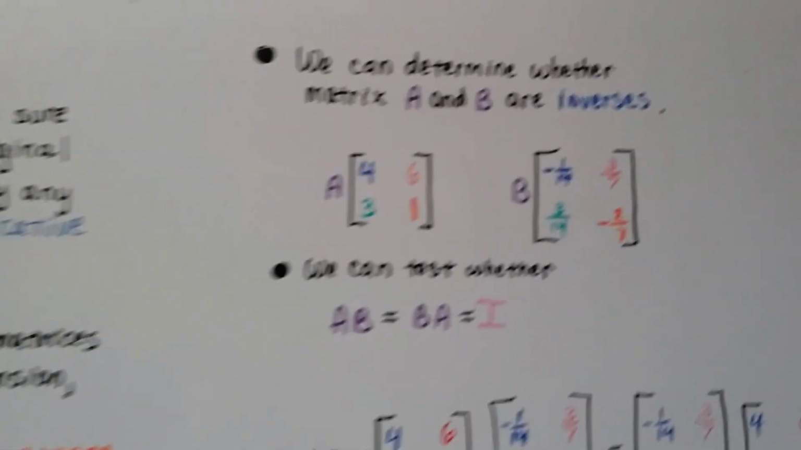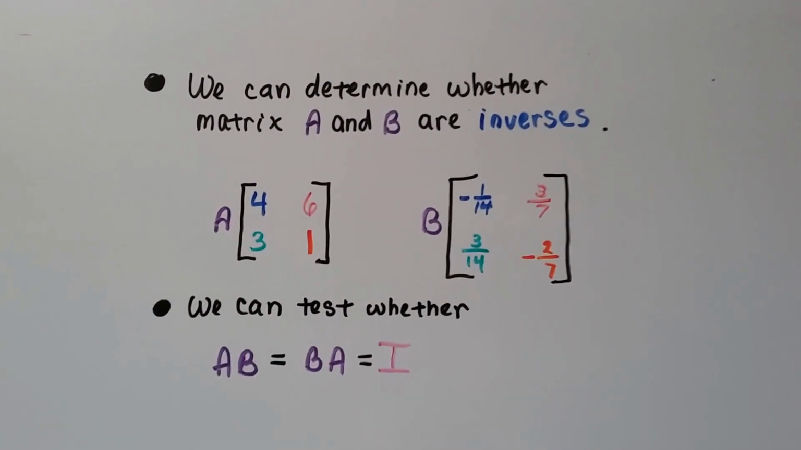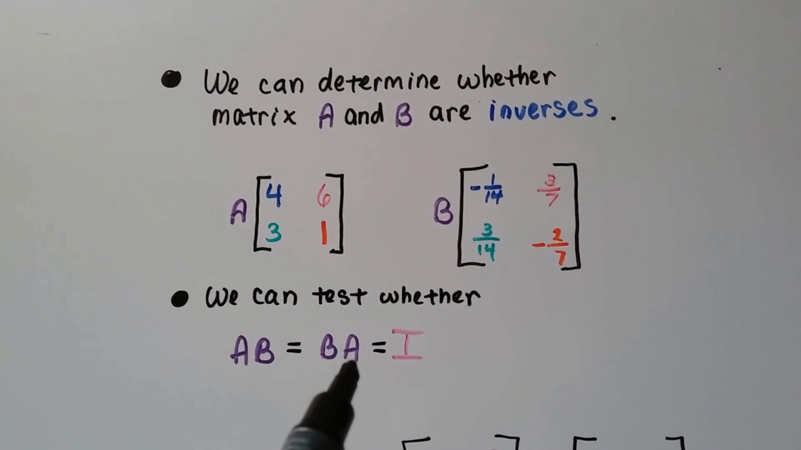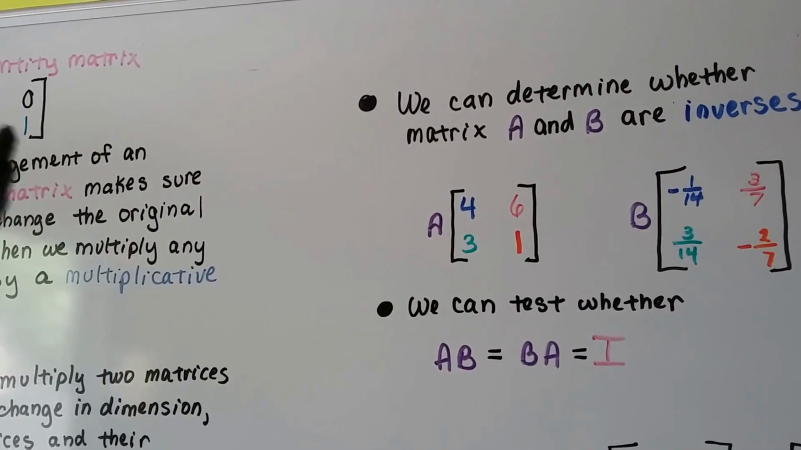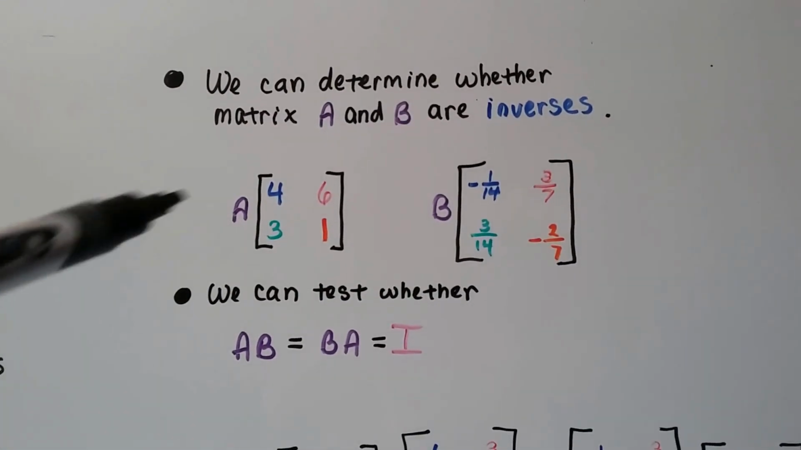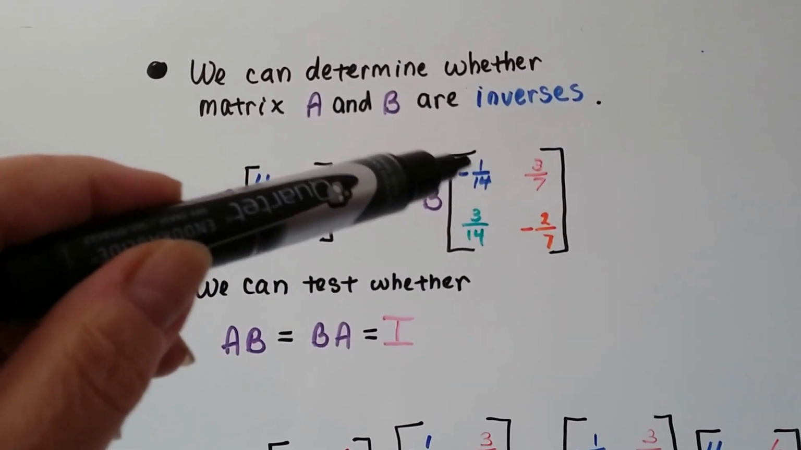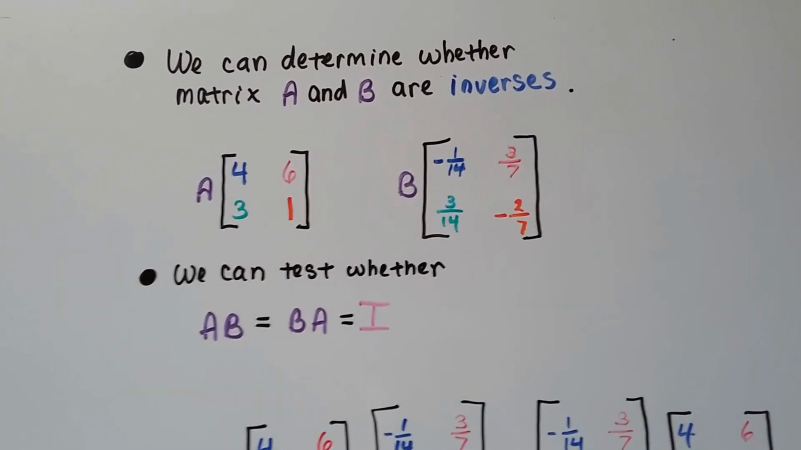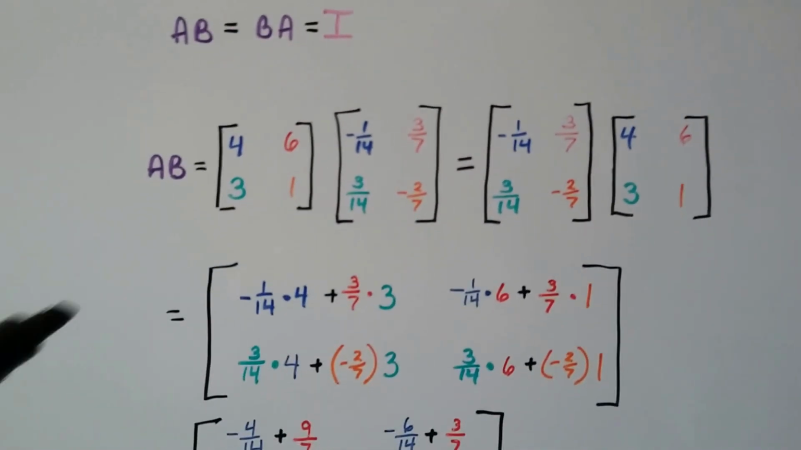And we can determine whether matrices A and B are inverses. So here we have matrix A and here we have matrix B. And we can test whether A times B equals B times A equals an identity matrix. We would see if it comes out like this. So if you remember how to multiply matrices, what we do is we take this 4 and multiply it by the negative 1/14, and then we take the 6 and multiply it by this 3/14. Do you remember how to do that? All right, so let's do this.